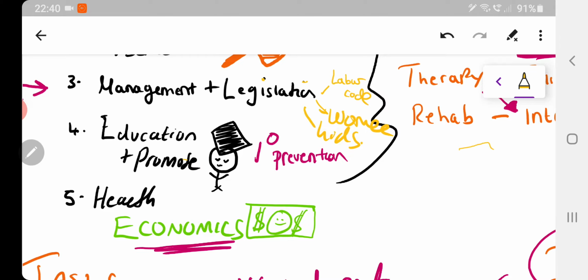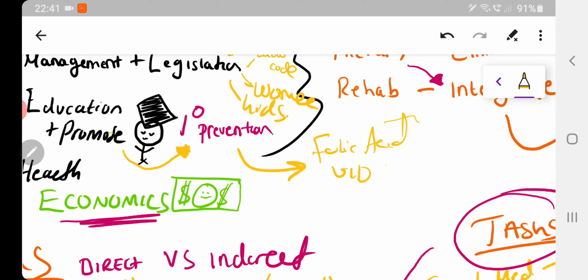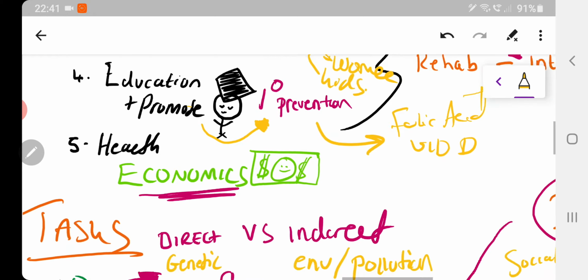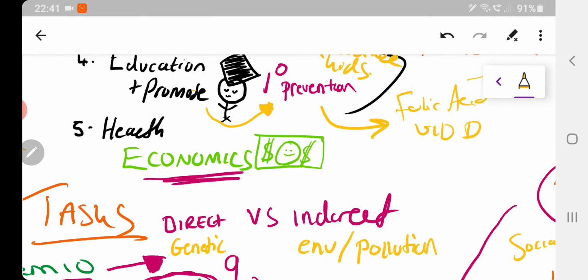Education, so we talked about the parents before they're born, how to teach them to basically have the right knowledge in upbringing the child healthily. And promotion, you could just link that to primary prevention, and that could be things like folic acid and vitamin D, that sort of thing. Yeah, education, promotion, spreading the word to people.